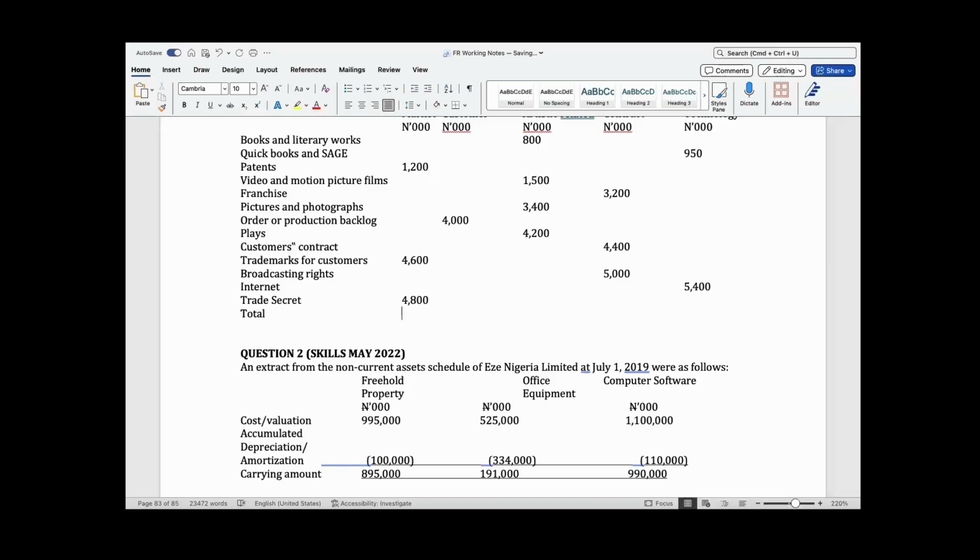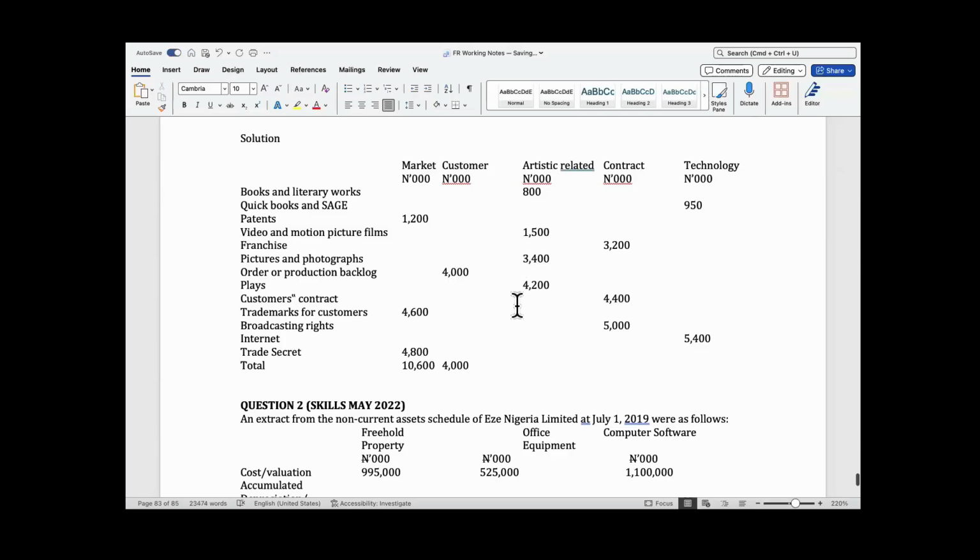1, 2 plus 4, 6. That should be 5, 8. 5, 8 plus 4, 8. That should be 10, 6. Abi? 5, 8 plus 4, 8. Yes, this should be 4,000. Okay. This one, for artistic related, 9-1. Okay, good.